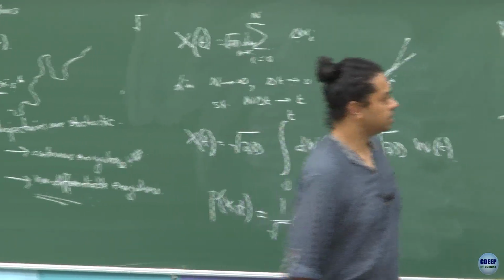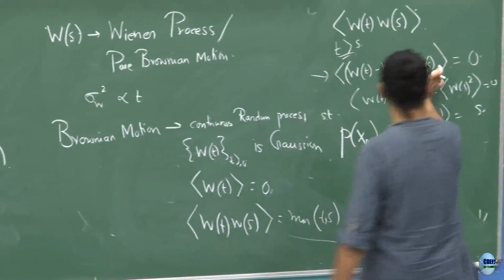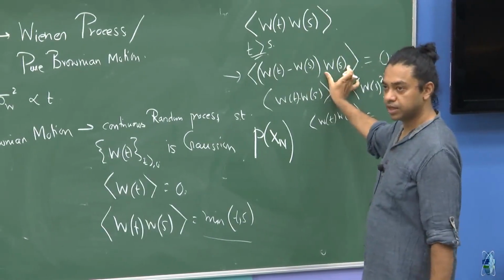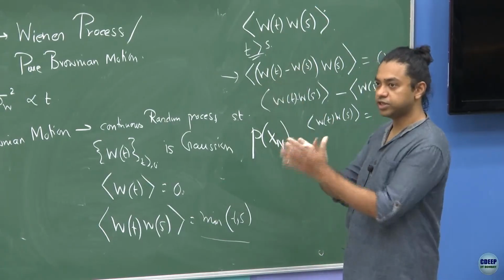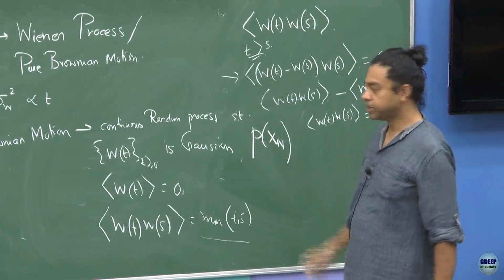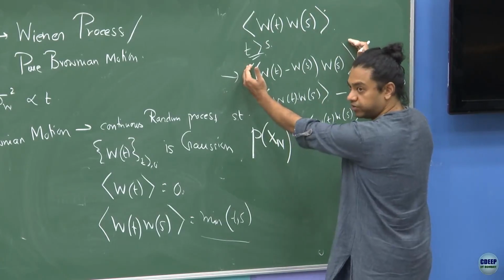So, this is some Wiener process from 0 to s. This is another Wiener process from s to t. So, there is no overlapping time period. Therefore, the expectation value of this is 0.